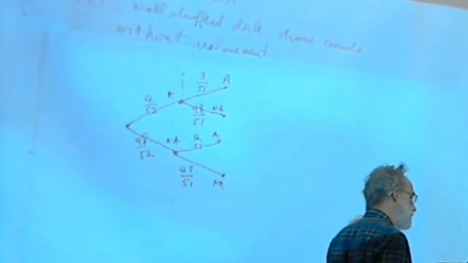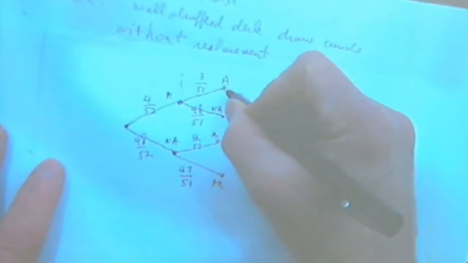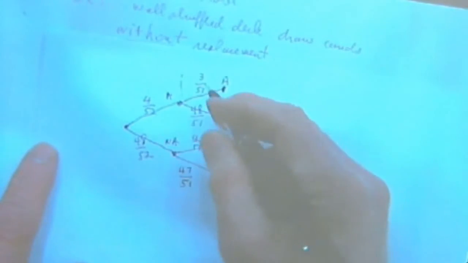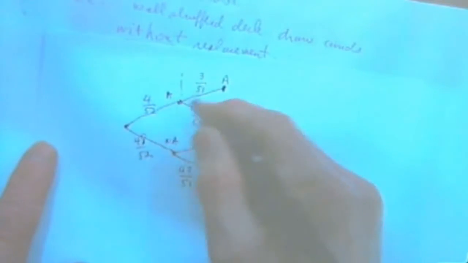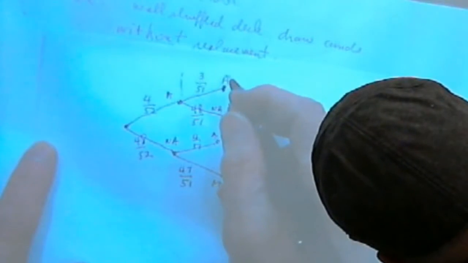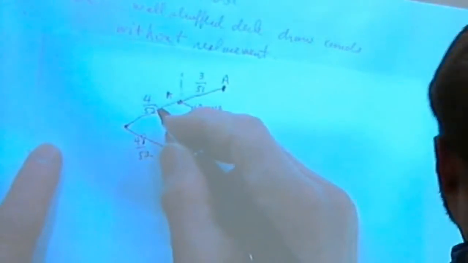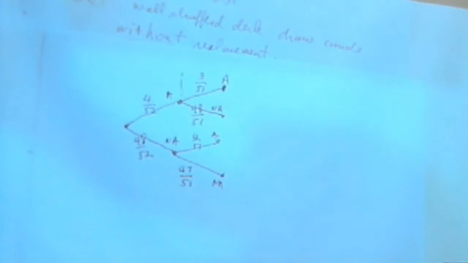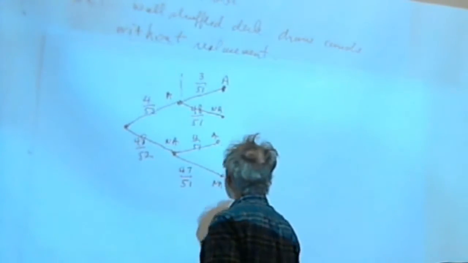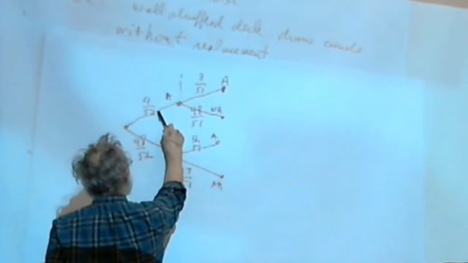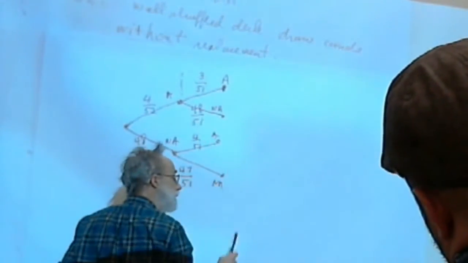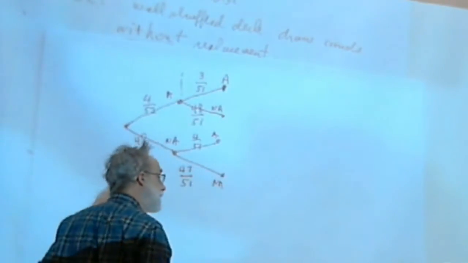They're very important. Well, then what's the probability of getting up to this node? It's 3 out of 51 of 4 out of 52. You just multiply these two probabilities together. The chances you go up here are 3 out of 51 times 4 out of 52. And the probability you get down here is 48 out of 51 times 4 out of 52. You either go up or you go down.